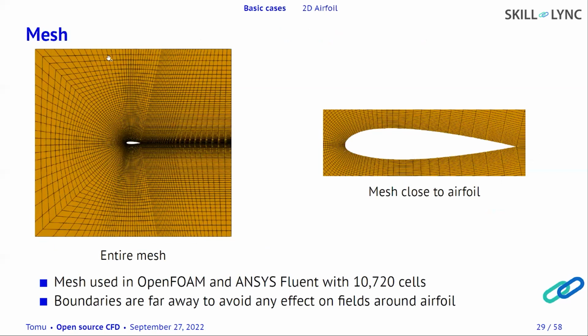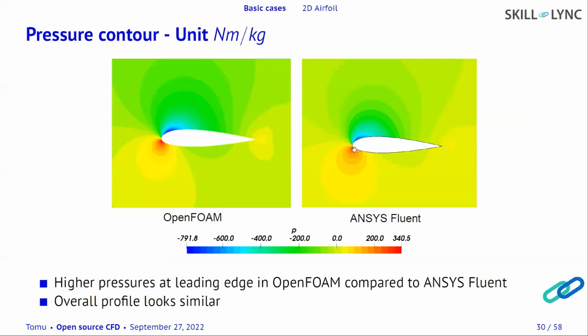Now you can see the pressure contours of both the tools. Here you can see the red region is larger in ANSYS Fluent. But the blue region is smaller in ANSYS Fluent. Blue region essentially means lower pressure. In this case, it is negative pressure. So even though the overall profile looks similar in both cases, there are some small differences we can notice.